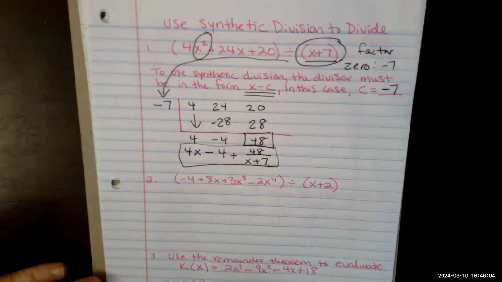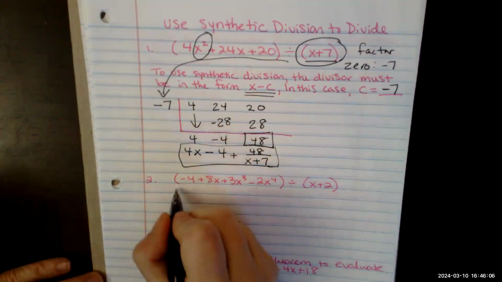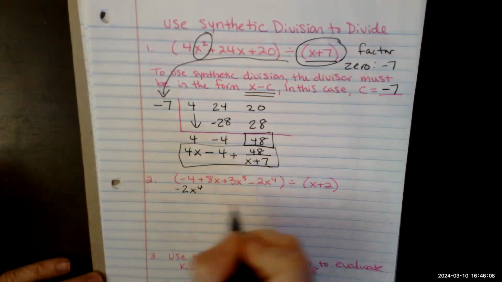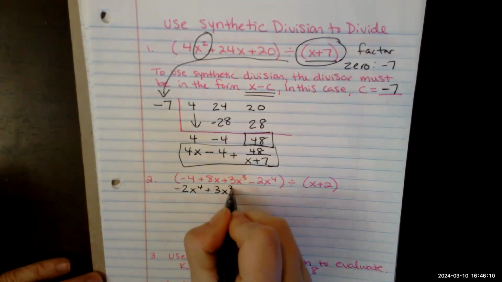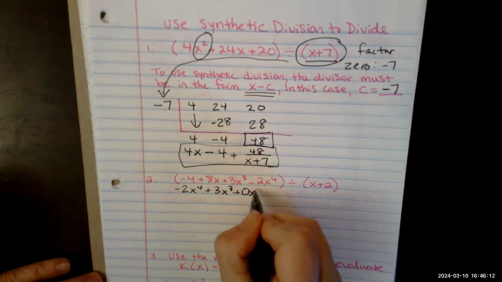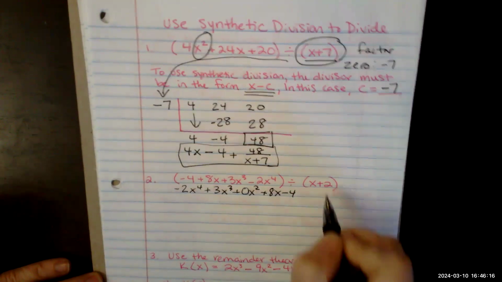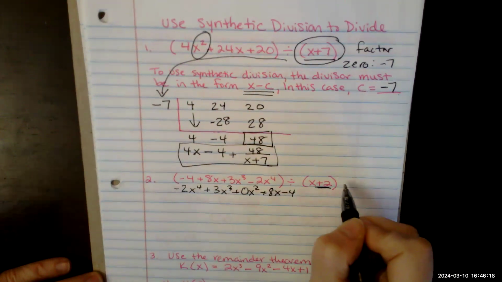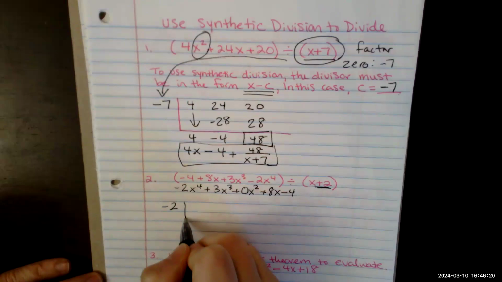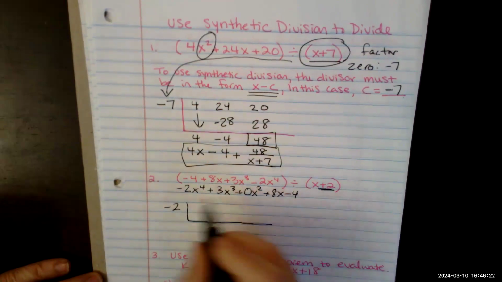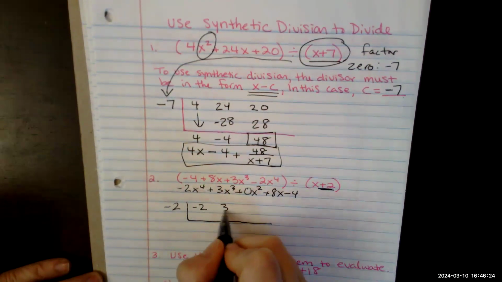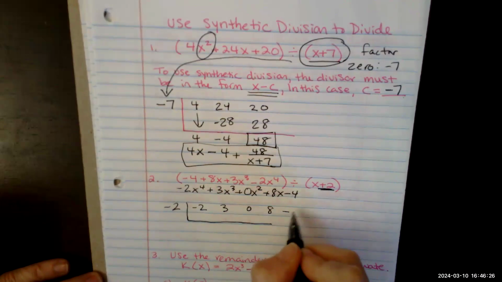So let's try it again. First, maybe rewrite this so it's easier to take the numbers. So write it in order, and if something's missing, put a 0. And remember that you're going to do the opposite. So -2 is what comes out. And then -2, 3, 0, 8, -4.